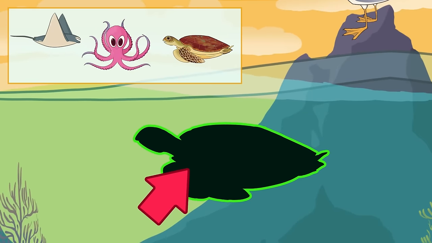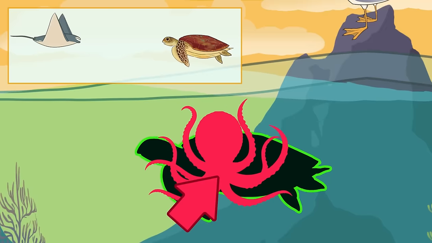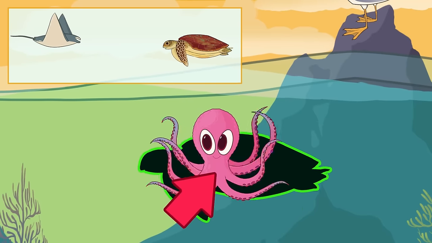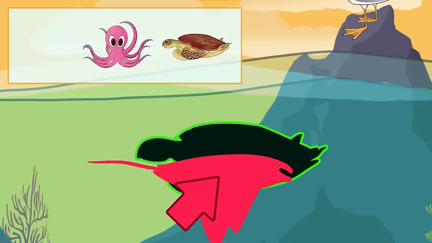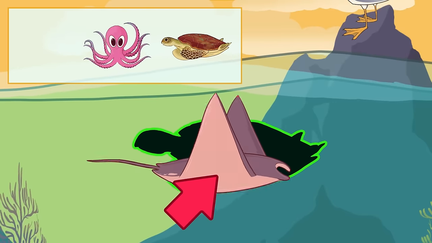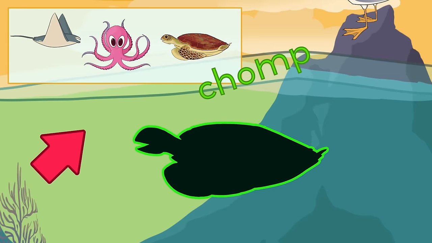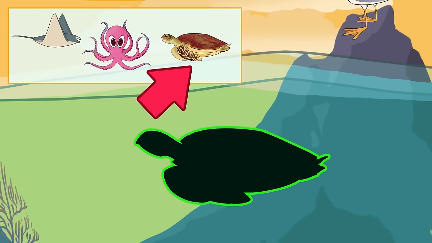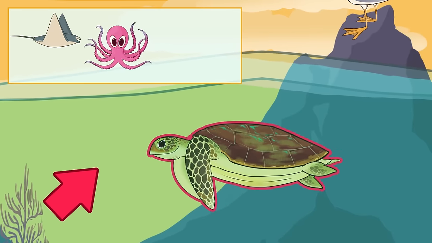Who goes there? Chomp, chomp, chomp. Who goes there? That's not quite right. It has a round shell, as you can clearly tell. We're almost there. Try one more time. And it can swim for long. And it goes chomp, chomp. Do you know what it is? That's right, it's a sea turtle.